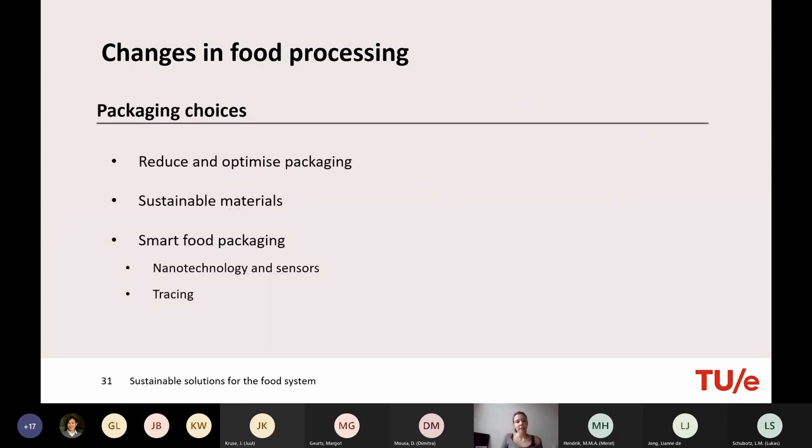Then another thing that we can change is packaging choices. So we can overall reduce and optimize packaging. In this context, it's always important to keep in mind that packaging also has a protective function. So it might not always be better to just remove all packaging, but maybe we can use more sustainable materials or introduce also smart food packaging.